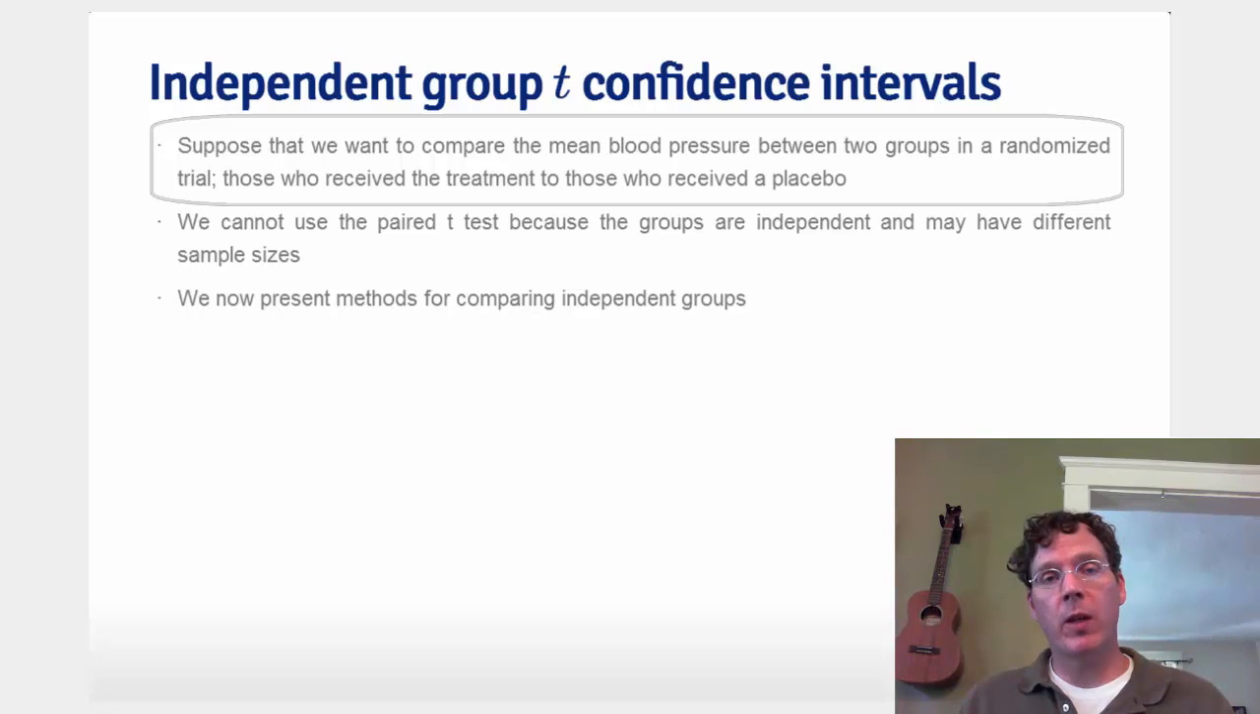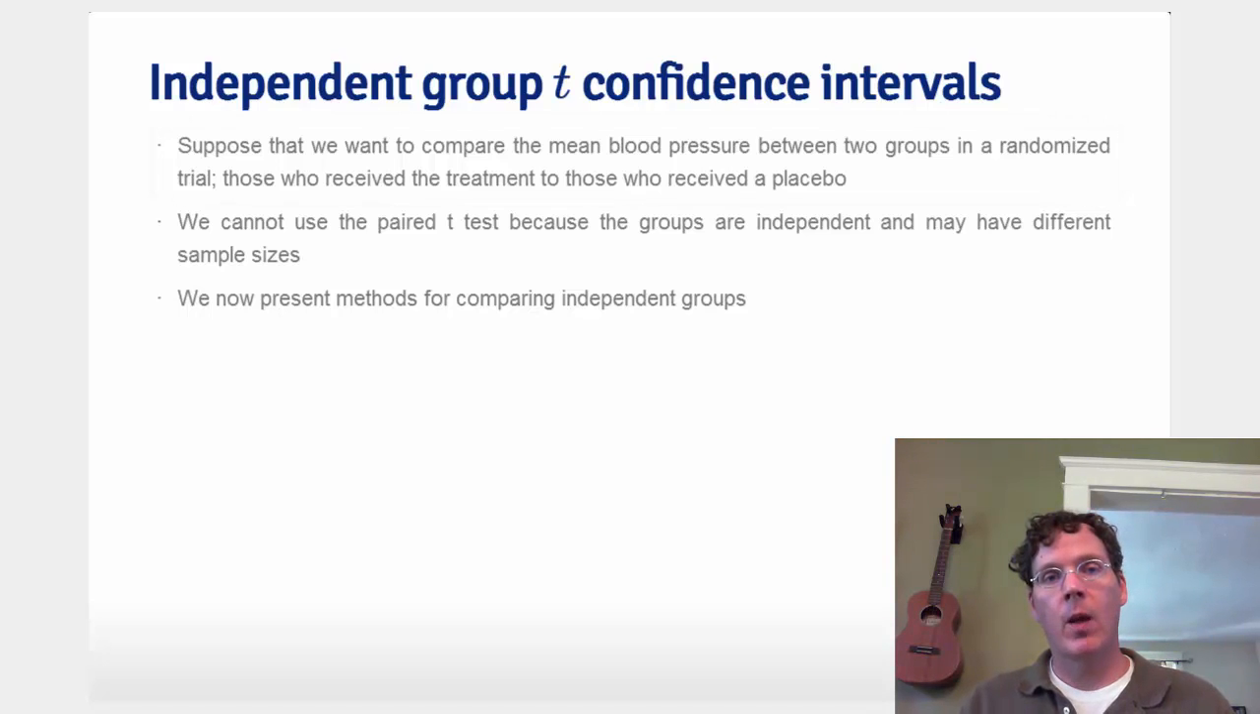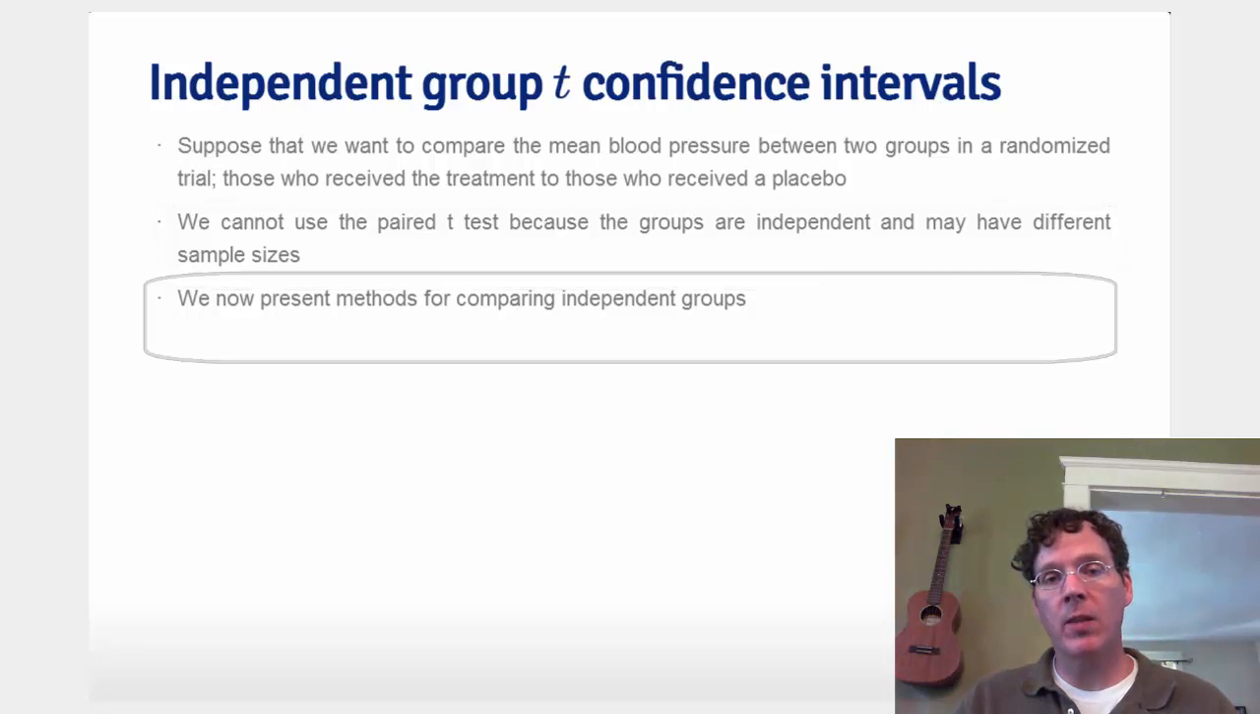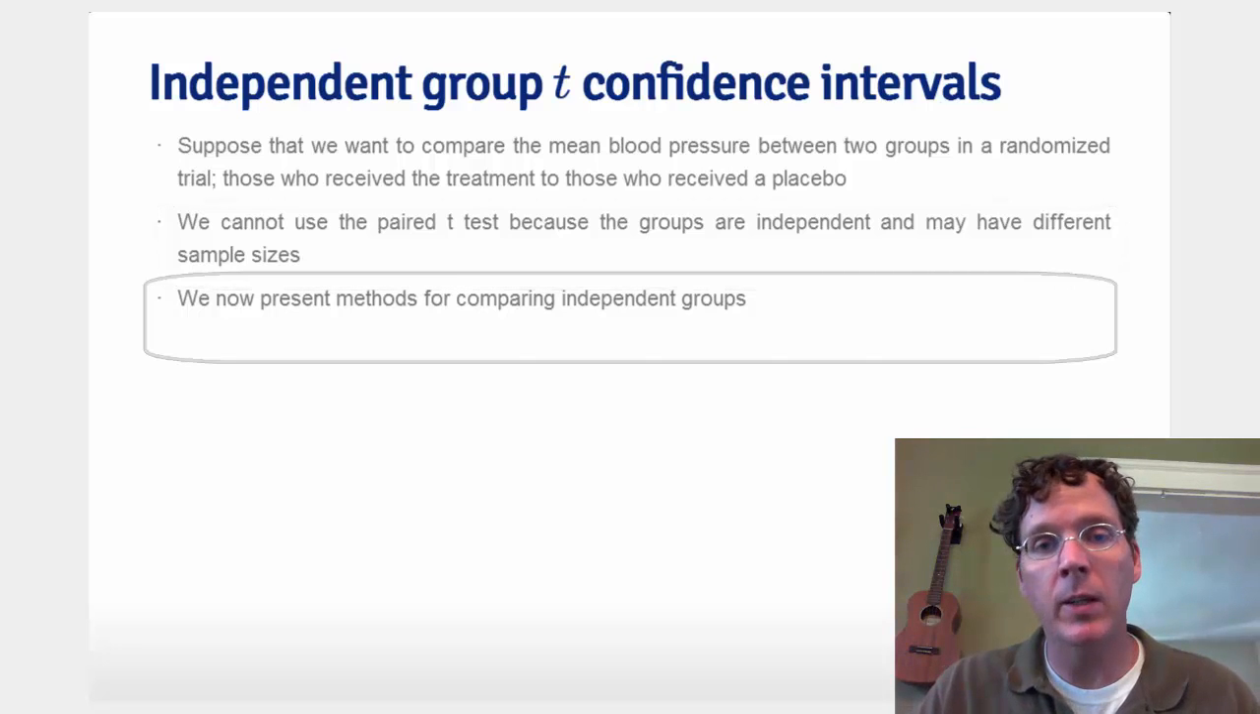Because you've performed this randomization, it's reasonable to just compare the 2 groups with a t confidence interval or a t-test, which we'll cover later on. But we can't use a paired t-test because there is no matching of the subjects between the 2 groups. So we now present methods for comparing across independent groups.